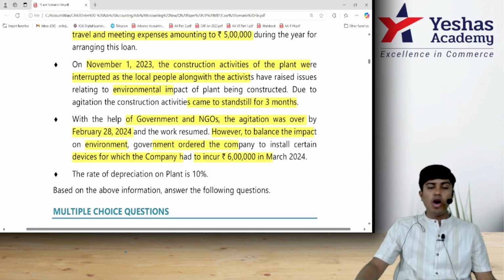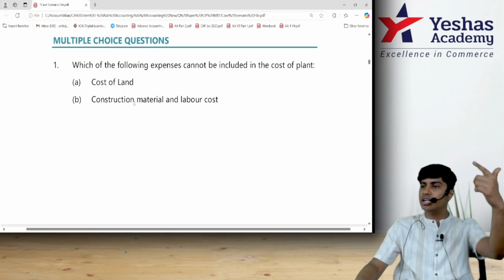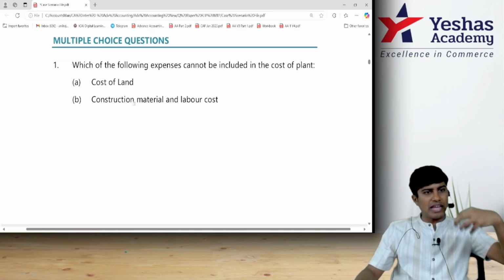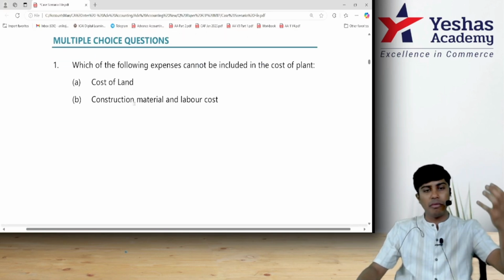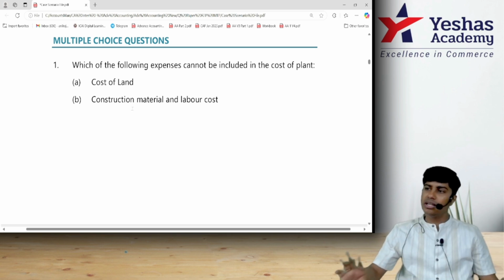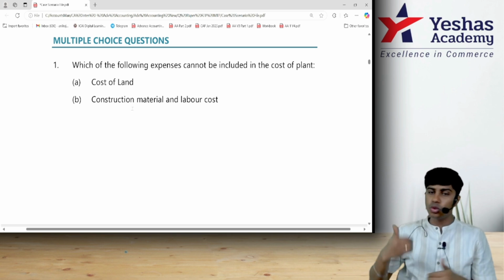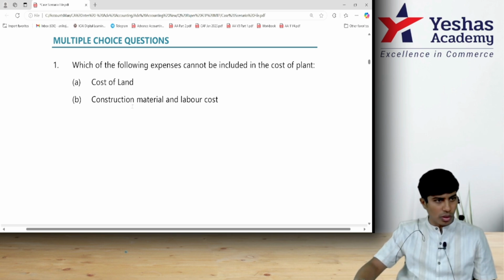Shall we? Always you should read the questions first and then read the case. Because this is a classroom discussion, I'm explaining it to you the first time, so I'm reading the case and then the questions. But in the exam, always read the question first so that you know what is required and what is not.